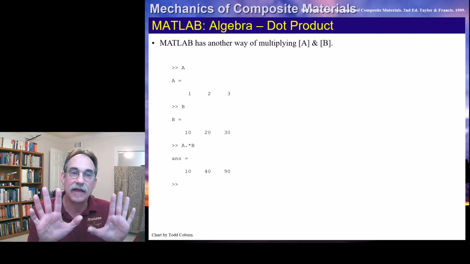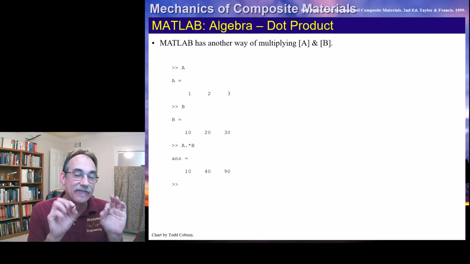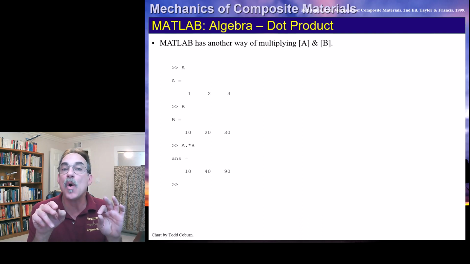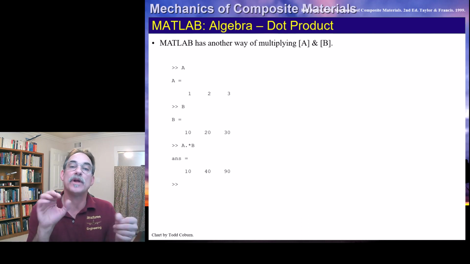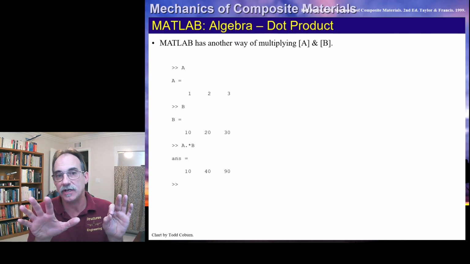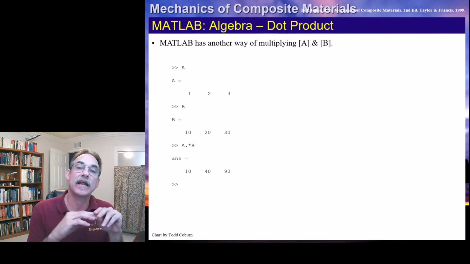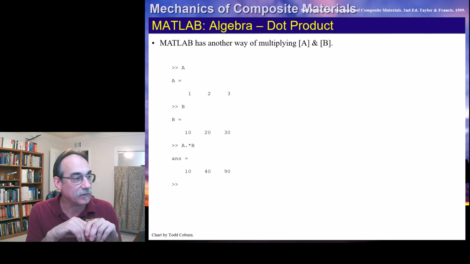Another way to multiply these together is to do it like this. We have A, dot or period, times B. Whenever MATLAB sees the period asterisk, it says, oh, this person doesn't want to do a matrix multiplication. They want to do a dot product. That's the same as a dot product where it multiplies all the elements together.